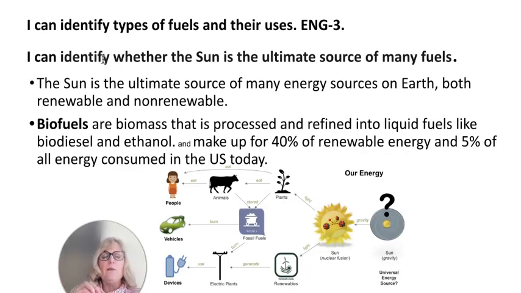The sun produces most of the energy on Earth, both renewable and non-renewable. So let's take a look at why. We have this little graphic down here. There'll be another one later too. The sun, through photosynthesis, gives plants energy, and then it can be fed to animals and then people. So our food energy comes directly from the sun or indirectly from the sun through animals.